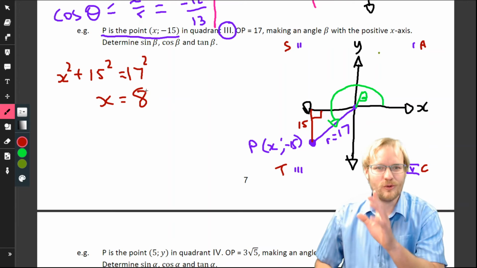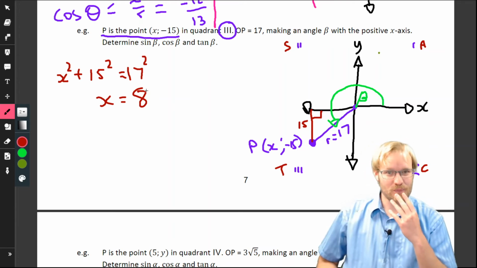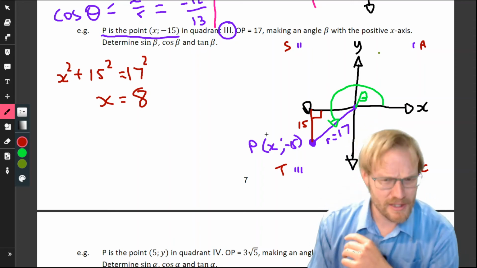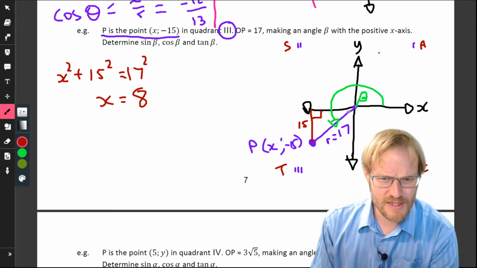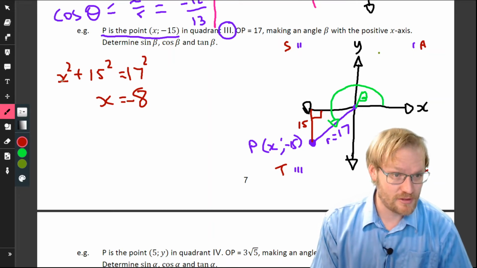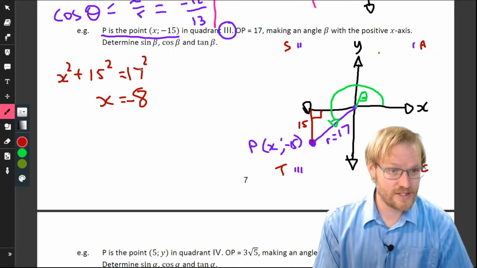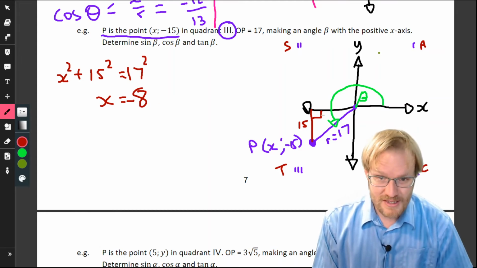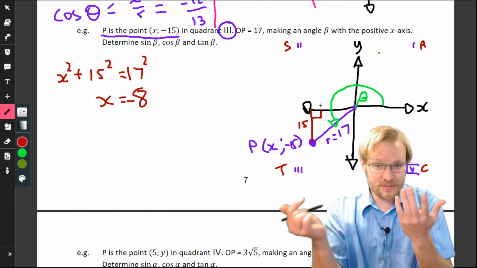Why is x not equal to 8? Oh, I hope that you're saying, well, hang on, we just said that it's negative. So x is negative 8. It's still going to work. Minus 8 squared plus 15 squared is 17 squared. x must be negative. There it is. It's sitting to the left. So it must be negative.